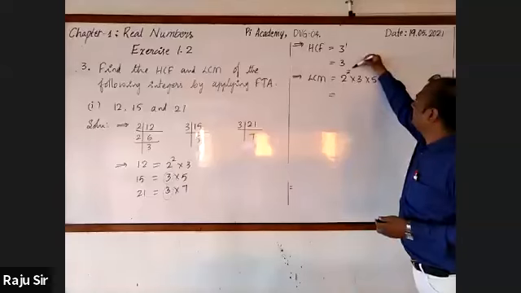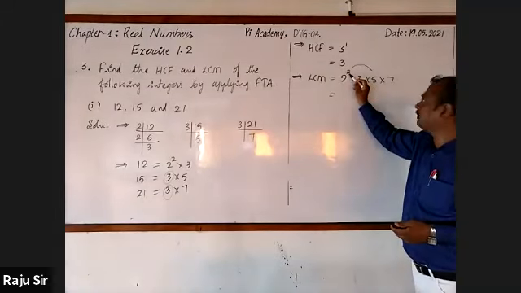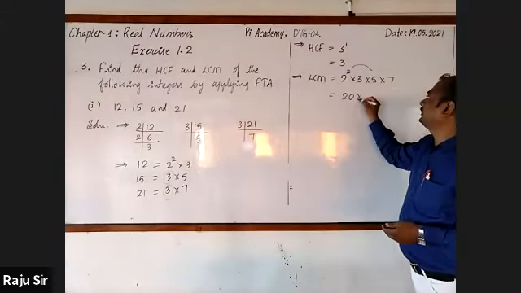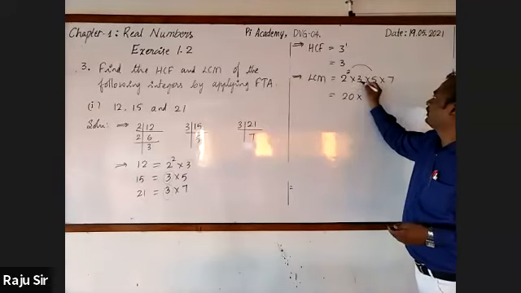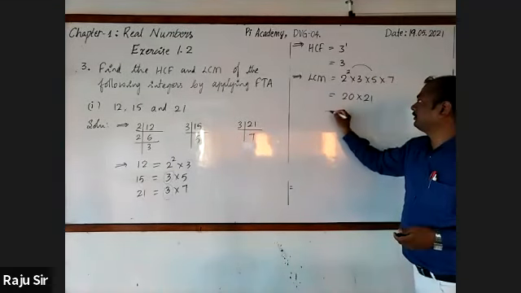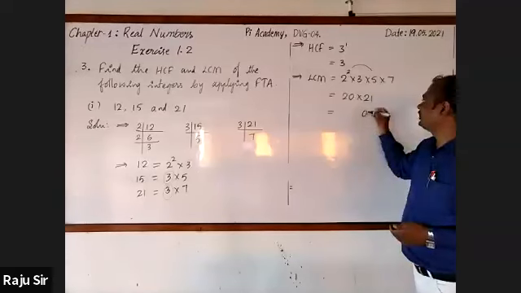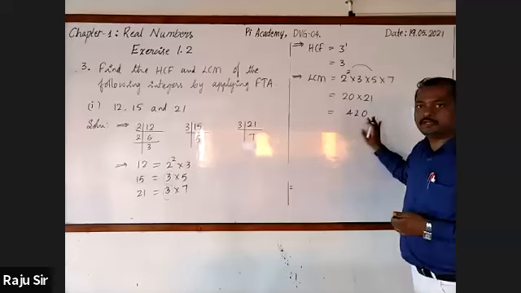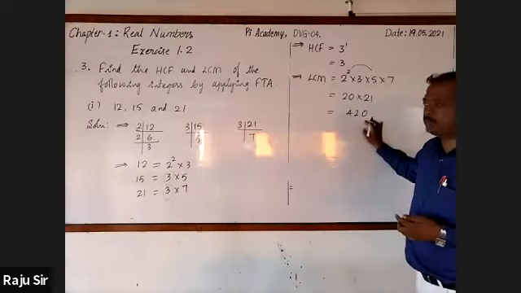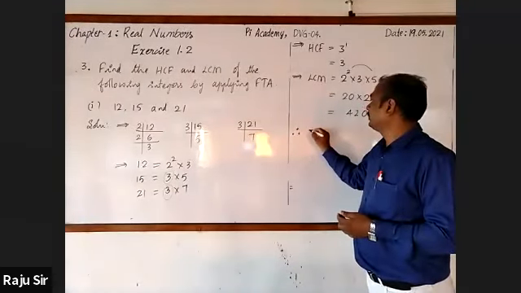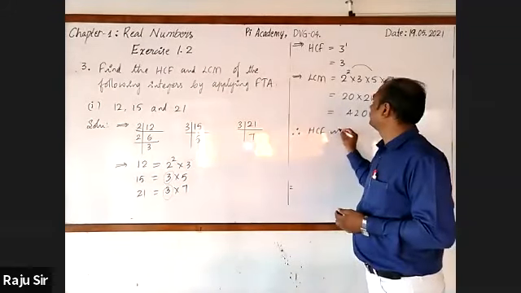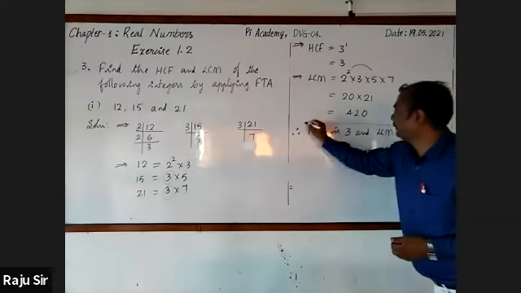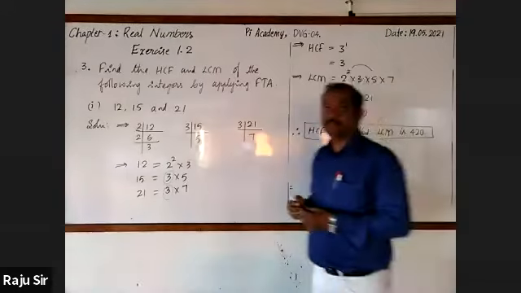Now this is equal to the simplest way of multiplying. 2 square is 4, 4 5s are 20. Then 3 is there and 7. So 3 7s are 21. Multiply these two. 21 2s are 42, with the 0 it is 420. LCM is 420. So conclusion: therefore, HCF is 3 and LCM is 420. Highlight that with a box.